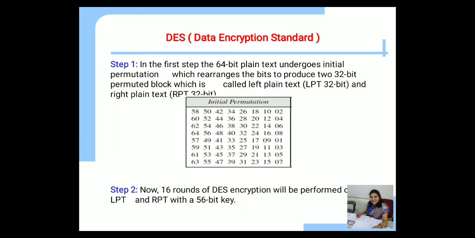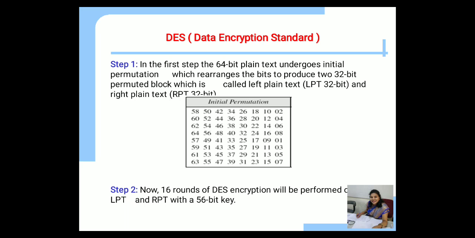So let us see the steps in detail. The step 1 is what? In first step, the 64-bit plain text undergoes the initial permutation, which rearranges, permutation meaning changing the position, the bits to produce the permuted block, which is divided into LPT and RPT. Left plain text and right plain text of 32 bit each.